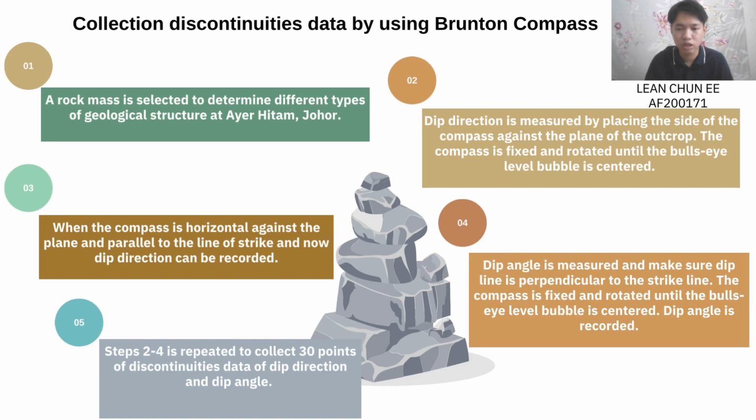Dip angle is measured, making sure that the dip line is perpendicular to the strike line. The compass is fixed and rotated until the blue eye level bubble is centered. The dip angle is recorded. Lastly, steps 2 to 4 are repeated to collect 30 points of discontinuities data of dip direction and dip angle.